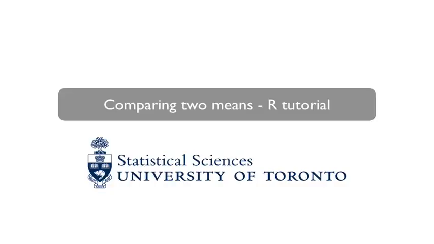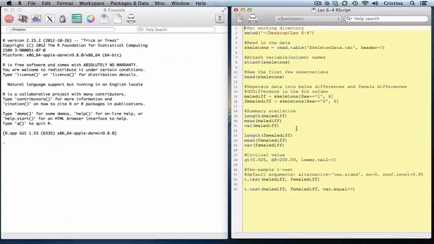Comparing two means, our tutorial. In the lecture today, Jeff extended our discussion on two-sample inference by introducing the confidence intervals and hypothesis tests used to compare two means from two independent samples. The example we will focus on will be for the skeletal remains dataset.